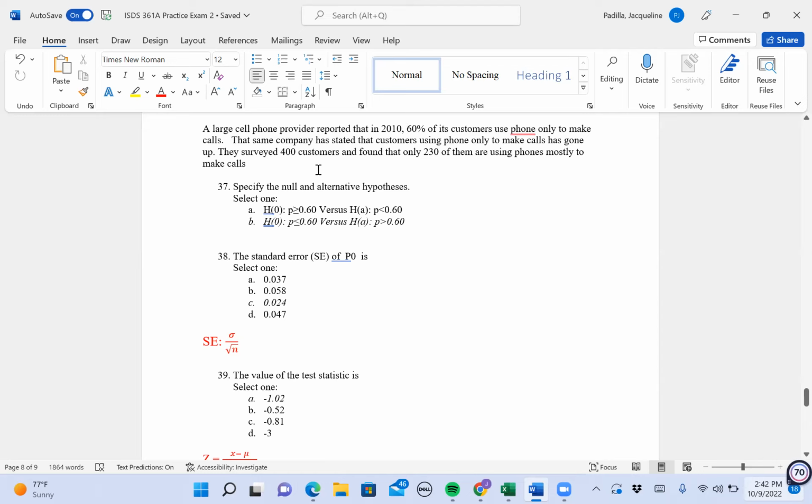And then for the alternative hypothesis, that is the difference. So this is going to be the new news that they receive. And the new news that they receive here is that the same company has stated that customers using phone only to make calls has gone up. So because it's gone up, P is going to be greater than 0.60. So the answer here is B.